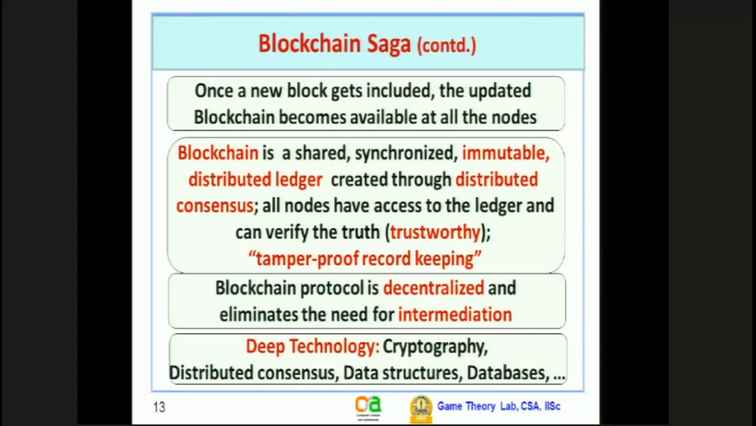Okay, the summary is that it is deep technology, uses cryptography, distributed consensus, data structures, database. It's not as sophisticated as the kind of databases that Jayant Haritsa works on. It's a very simple kind of database structure, but cryptography is the one which makes all the difference, right? And that is the outstanding contribution of Satoshi Nakamoto.